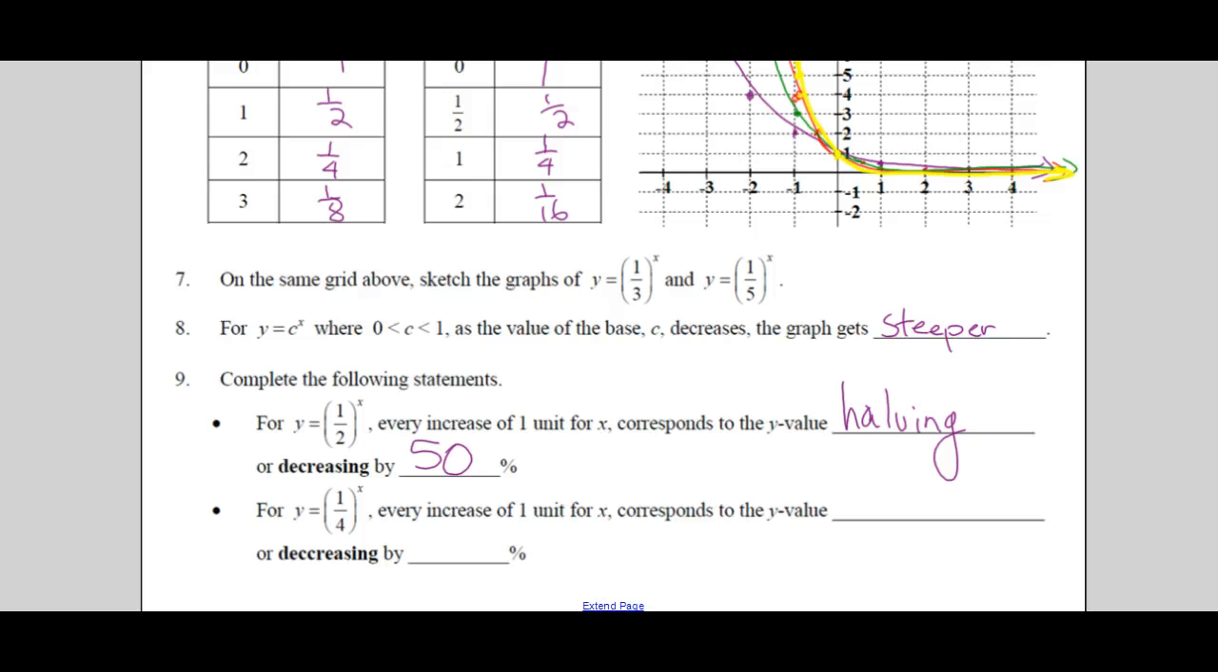For y equals a quarter to the x, for every increase of 1 unit corresponds to the y value quartering. Or decreasing by how much? 75%, right? That's actually a very important thing, remembering this: decreasing by 50% or decreasing by 75%. Okay, so if you had a $100 jacket and you were taking a quarter of the price, that price would be $25, which means you're decreasing the price by 75%, right? So that you're having 1/4 left.